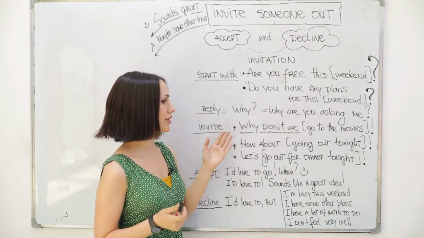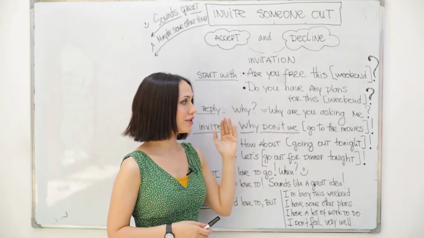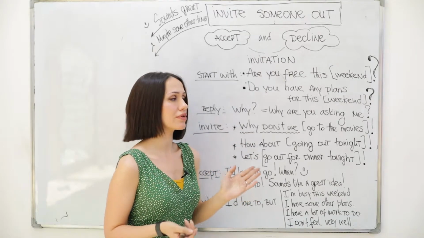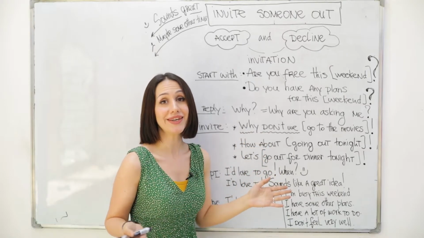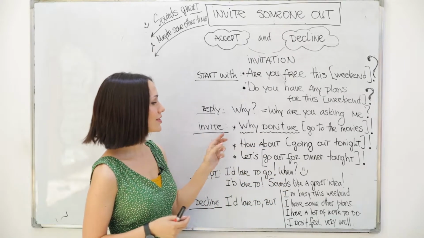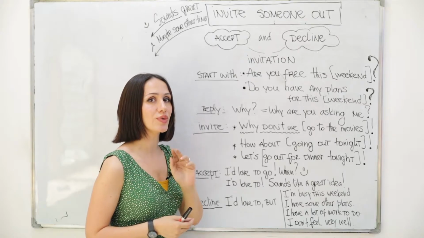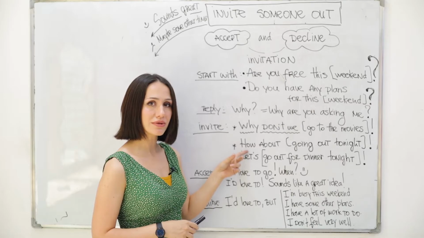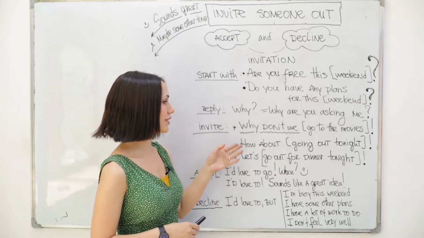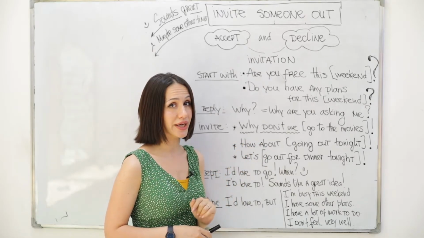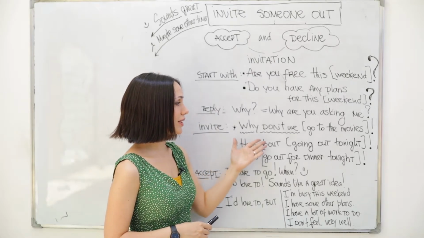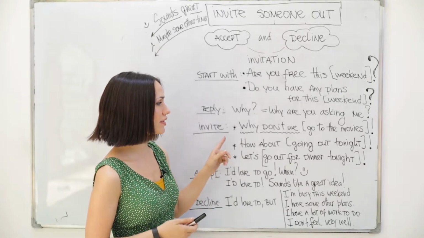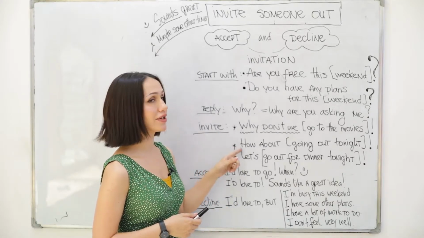For example, you can use it like this. Why don't we go to the theater? Or why don't we go just out? Why don't we go and spend time together? So the second phrase that we usually use when we want to invite someone out is, how about? For example, how about going out tonight? Or how about going to the movies? And so on. But there is a big grammatical difference.